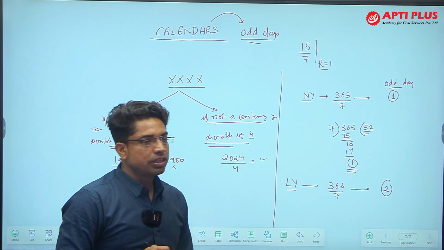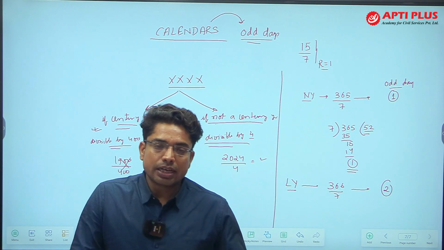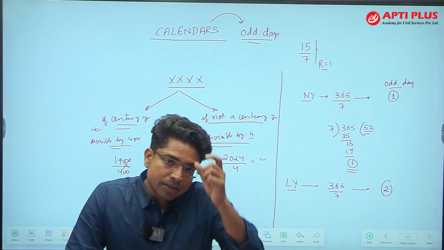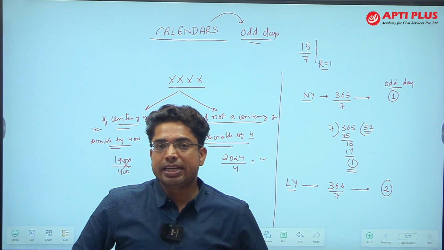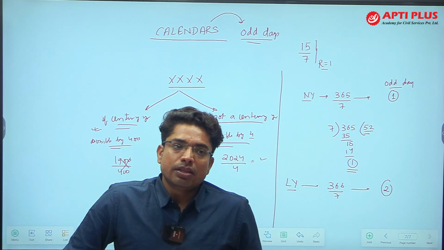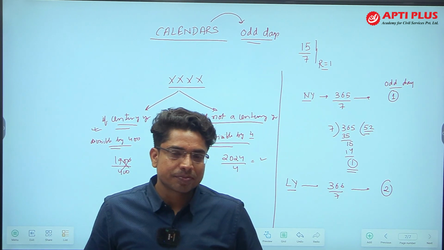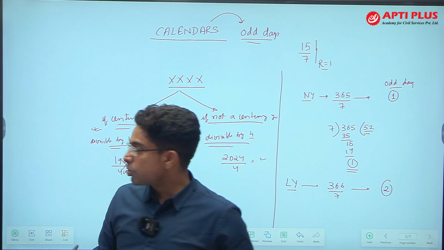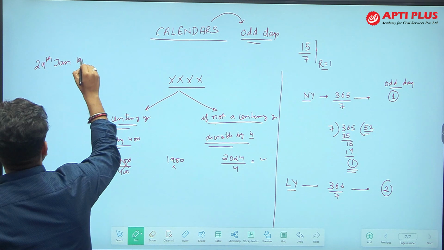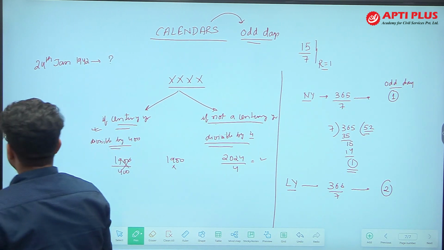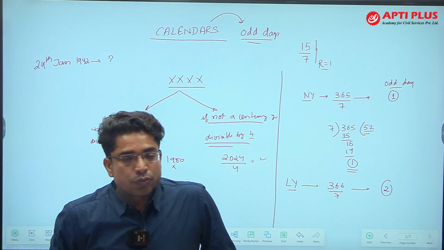Now, what is the type of question that is asked in this segment? In this segment, they can give you a random date, maybe of the future or past, and ask you what was the day corresponding to that date. For example, they can say, let us say, 24th January 1942 was what day of the week? It could be a possible question. Was it Sunday, Monday, Tuesday, Wednesday? That is what we are supposed to figure out.